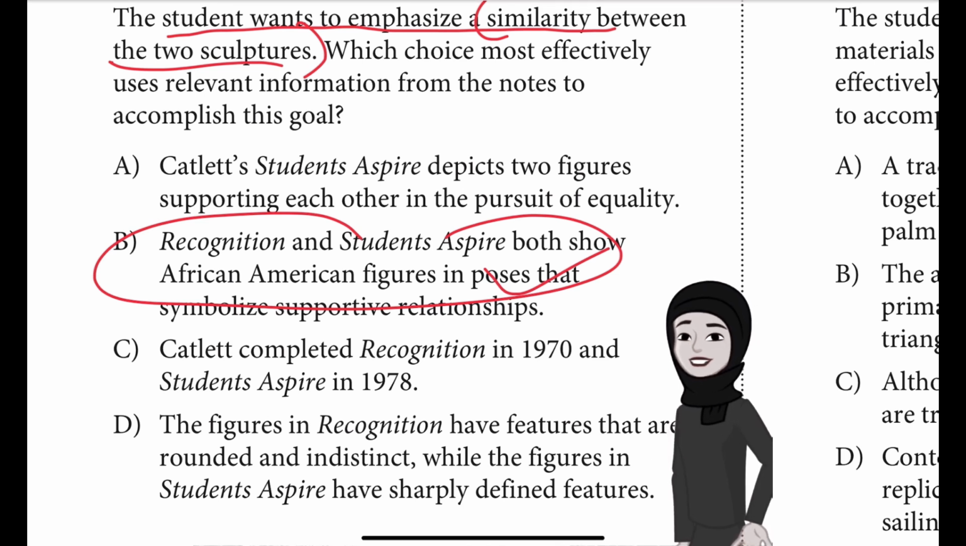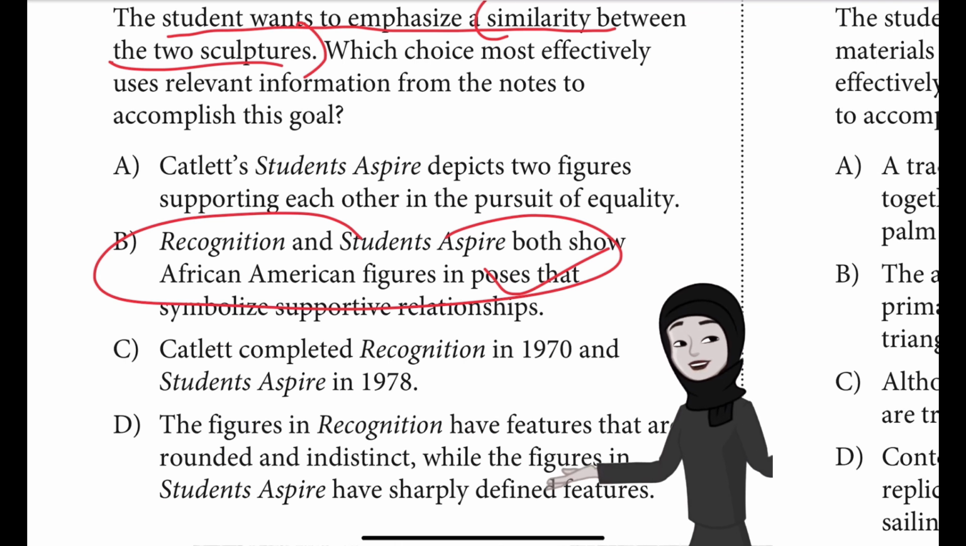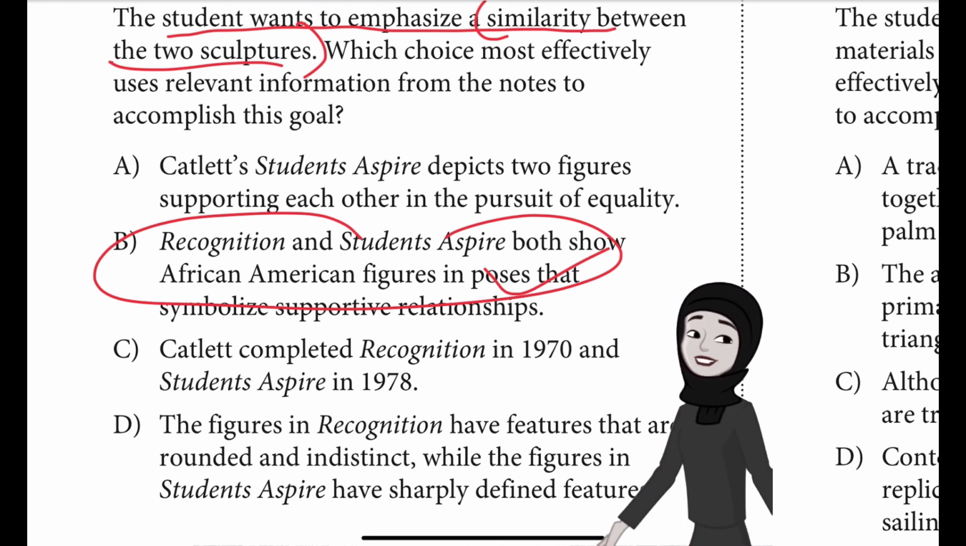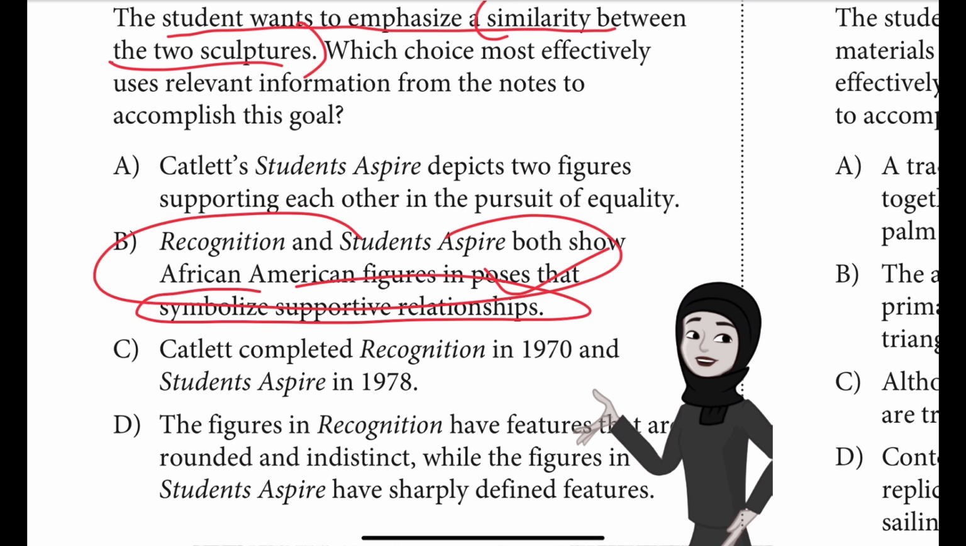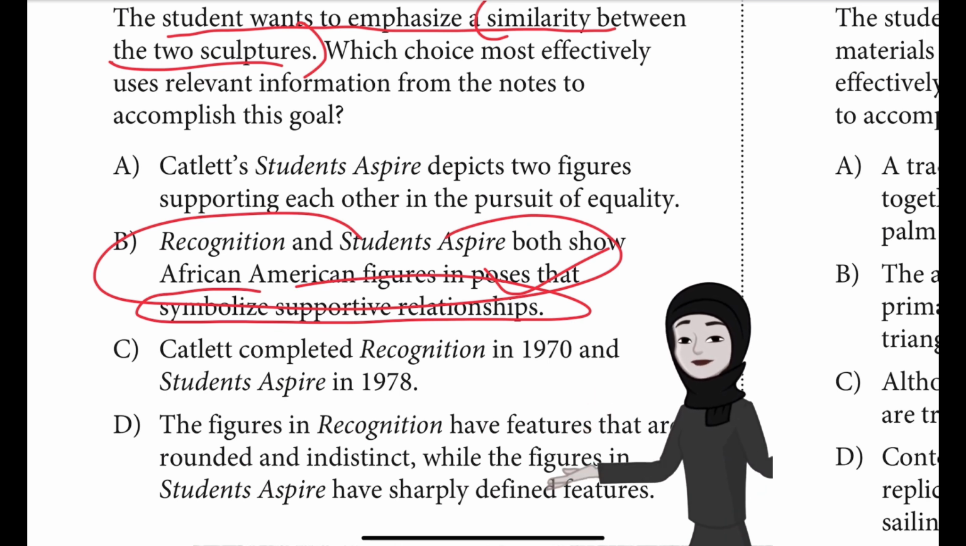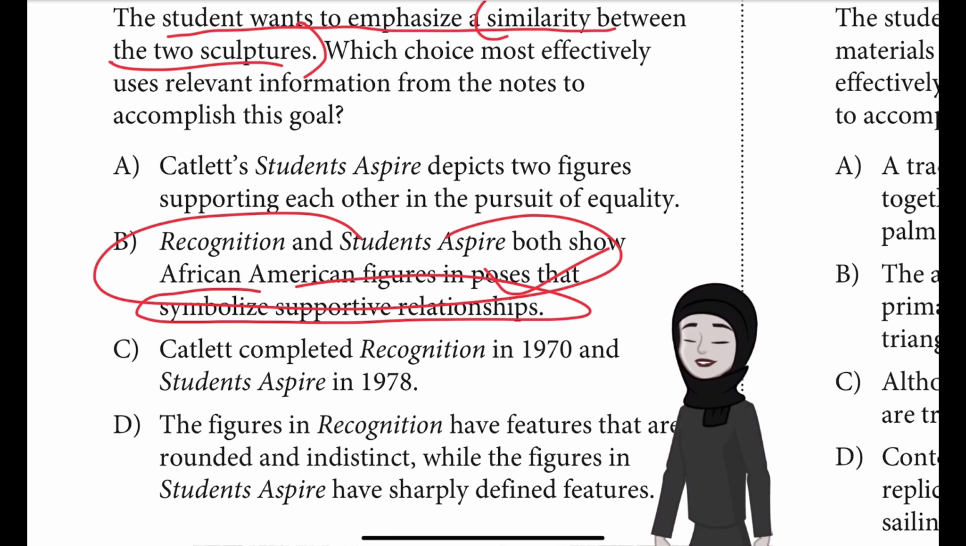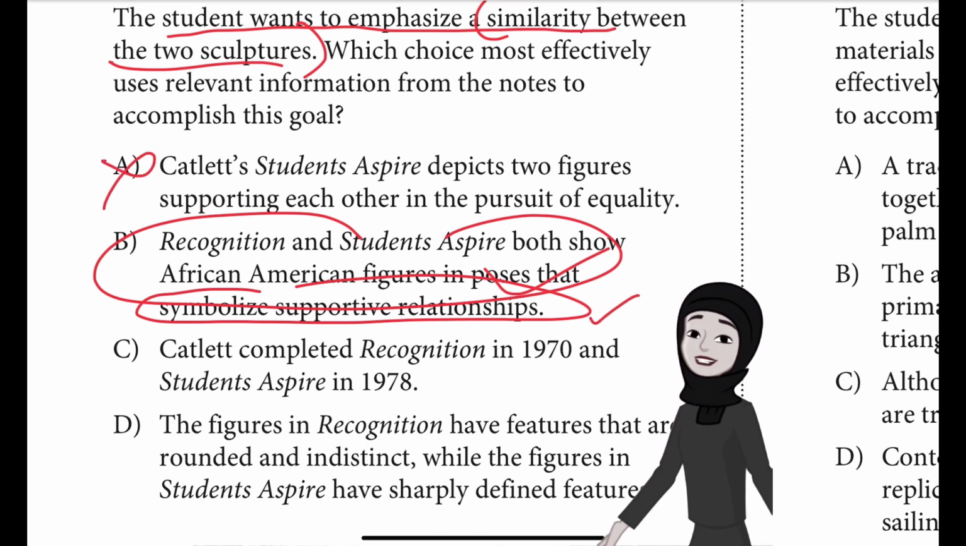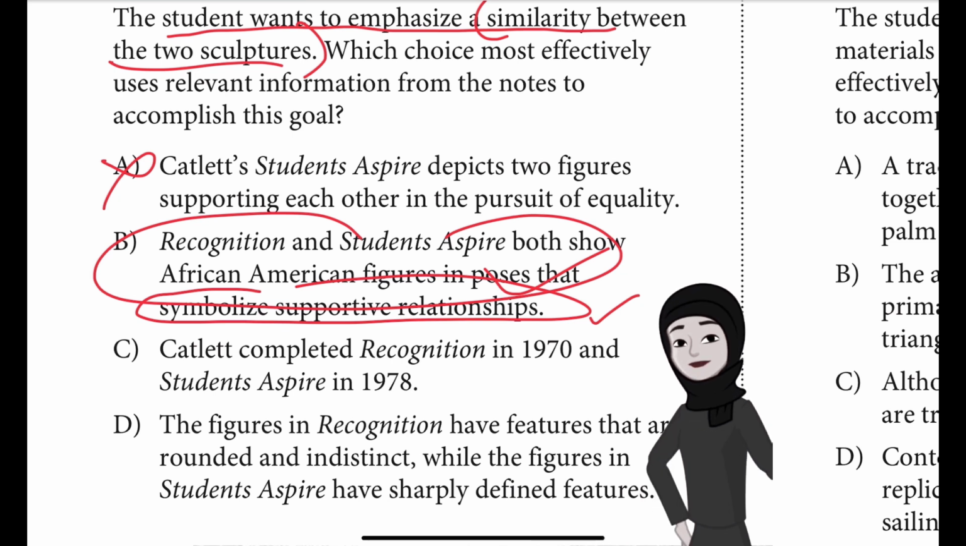The sentence emphasizes a similarity between the sculptures Recognition and Students Aspire, noting that both show African American figures in poses that symbolize supportive relationships. So both the sculptures which are mentioned, that is Recognition and Students Aspire, both show poses that symbolize supportive relationships. A is incorrect. The sentence describes one of the sculptures. It doesn't emphasize a similarity between the two sculptures.